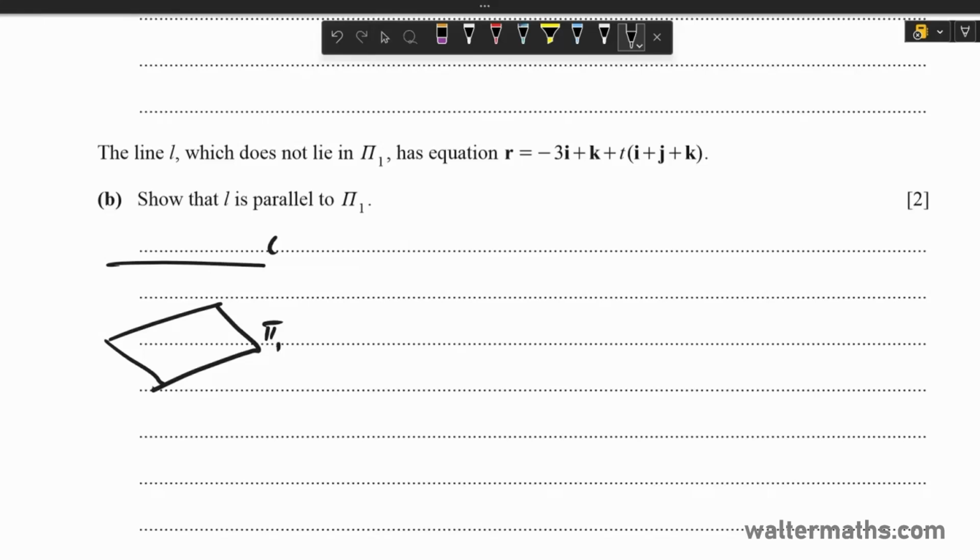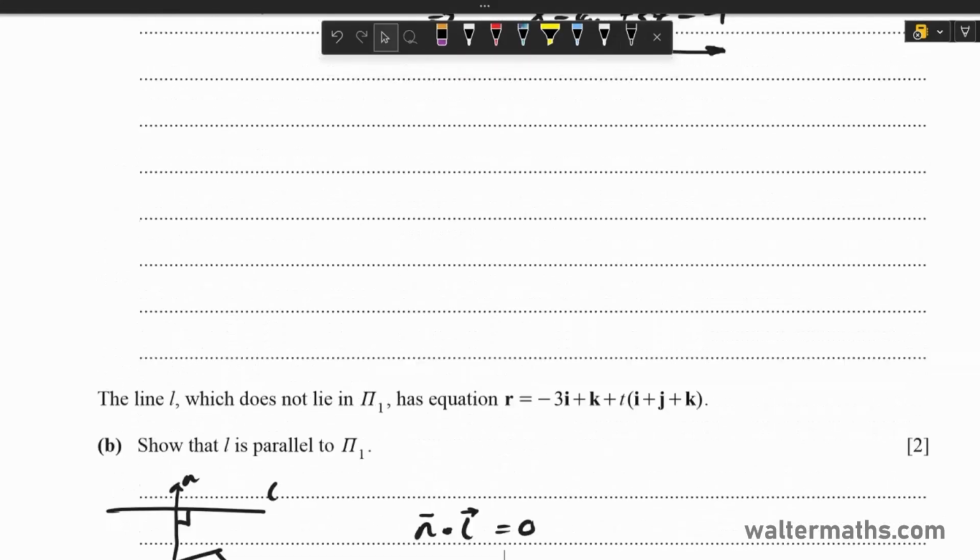So to show that a line is parallel to a plane, it is a fact that the normal to the plane, which is n, which is perpendicular to the plane, should also be perpendicular to the line L. That is, in the event that L and pi 1 are parallel to each other. So we know that for perpendicular vectors, their dot product is 0. So we're saying the normal n dot the direction vector of L should give us 0.